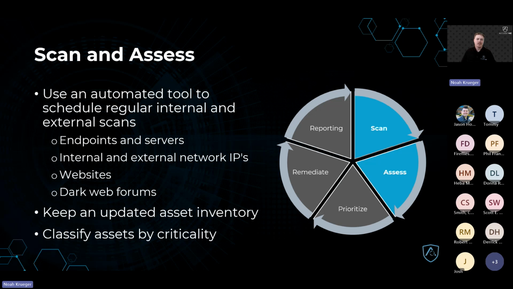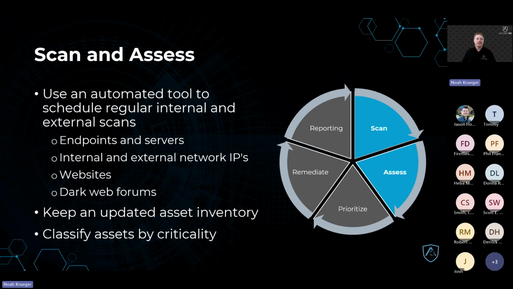Many vulnerability management scanning tools include configurations to run automatic scans at regular cadences, which is very important. We recommend running regular vulnerability scans on either a weekly or monthly cadence, depending on how critical the assets included in those scans are. To ensure that we have the most visibility into the attack surface, it's important that we include endpoints, servers, and internal and external network ranges. So those are your IPs. We want to include the company website, and we can also scan dark web forums to be included in these vulnerability scans.